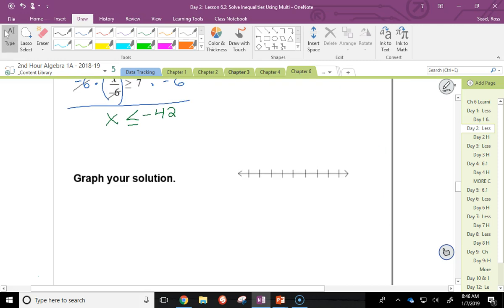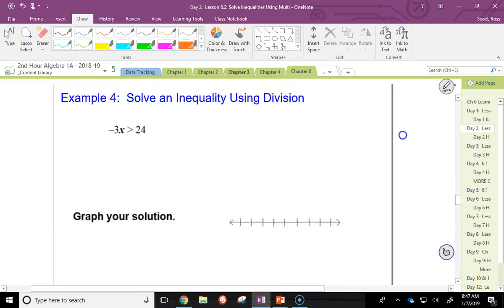When we go to graph it, not much of a change. I'm going to put my negative 42 here in the middle. And then I'd say negative 40, negative 38. When I go to the right on my number line, my numbers should be getting bigger. To the left, they'll be getting smaller. I'm at negative 42. Should this be an open or closed dot? Closed dot. And it is less than. Yeah, I think this is my line.